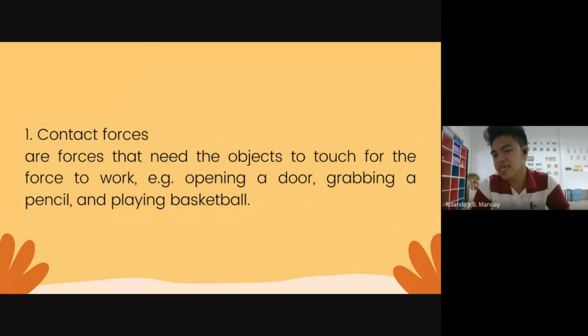Anyways, kids, if Teacher Lance is speaking very fast, you can say to Teacher Lance, Teacher, can you please speak slowly? Okay? All right?